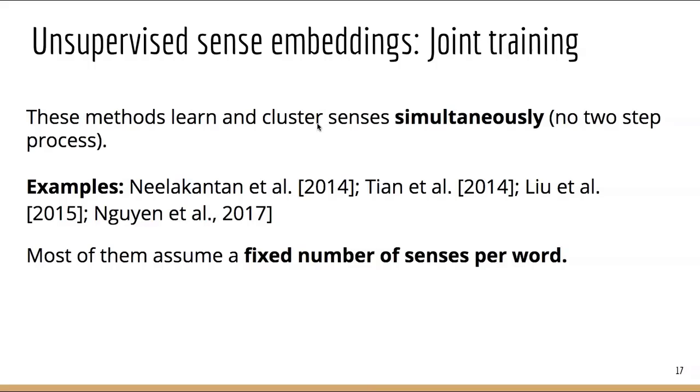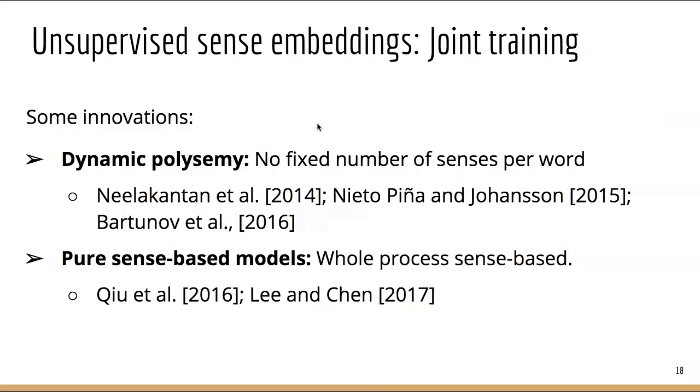So here actually you have that advantage that you don't need the two-step process, and both of the processes can benefit from each other. Here I also had to mention that most of these approaches assume a fixed number of senses per word. That can be problematic. But that is not always the case, as there have also been recent approaches that take this into account by dynamic polysemy. So this is also one of the parameters that is going to be learned by the model.